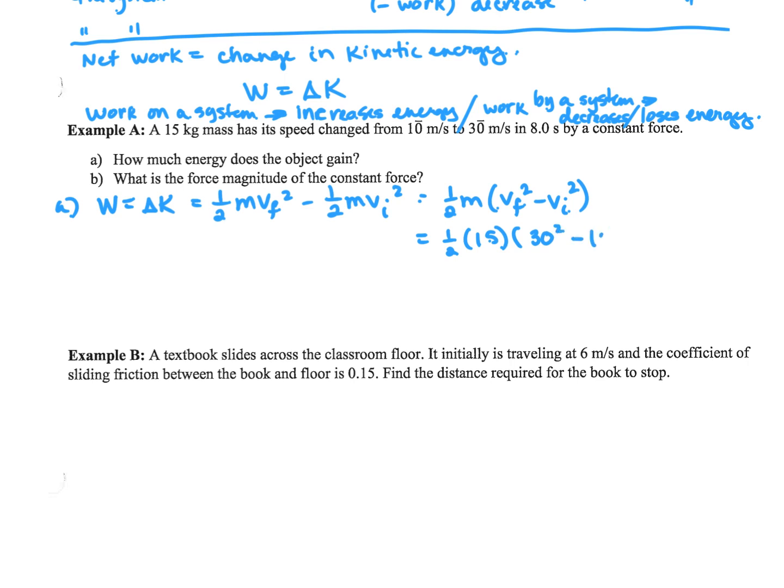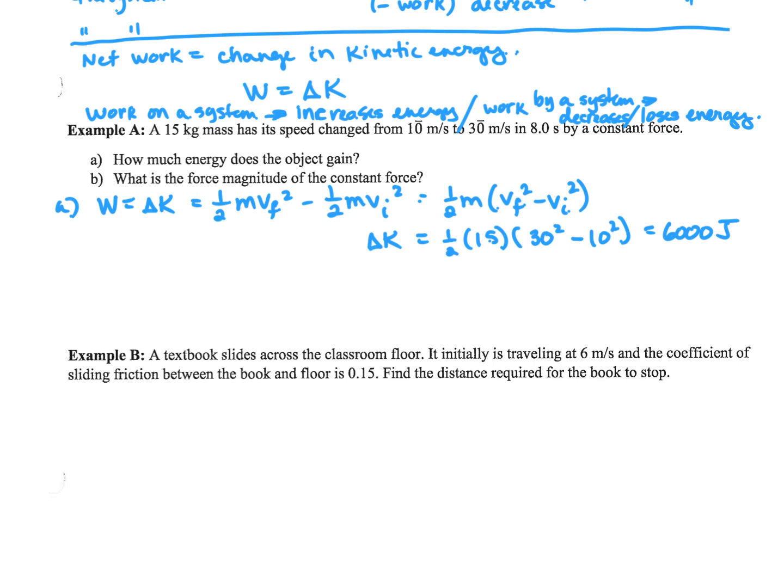And what we end up with is 6,000. And that would be in joules, okay? So the change in kinetic energy is 6,000 joules. So it gains 6,000 joules of energy, all right? It's positive. Notice that if it were losing speed, that would be negative. And so you would know it was a loss of energy. The sign will tell you whether it's a gain or a loss.